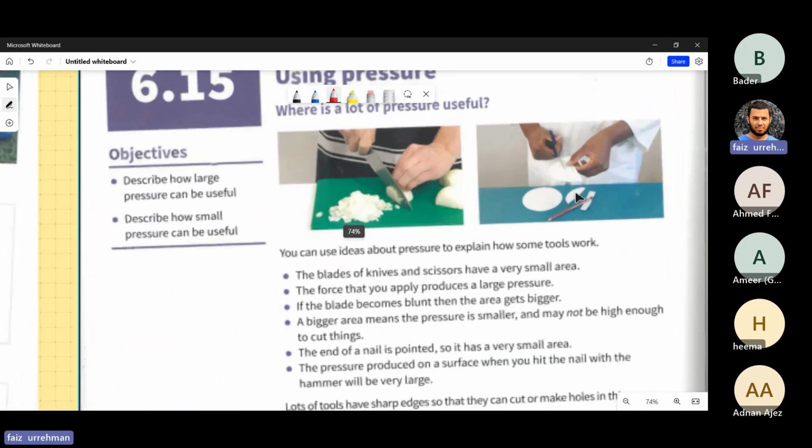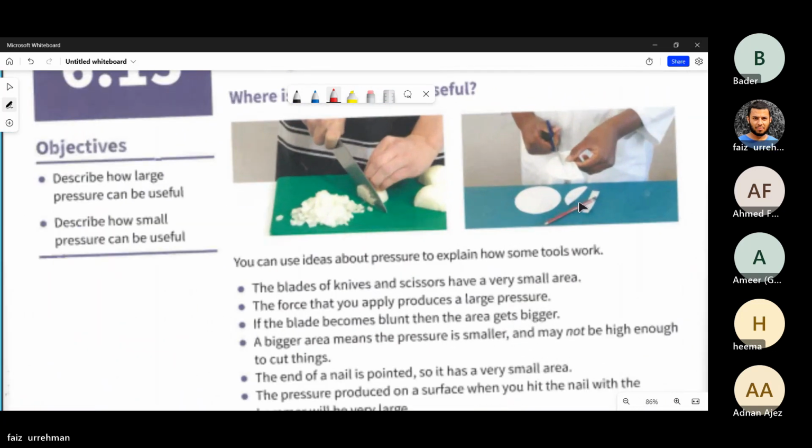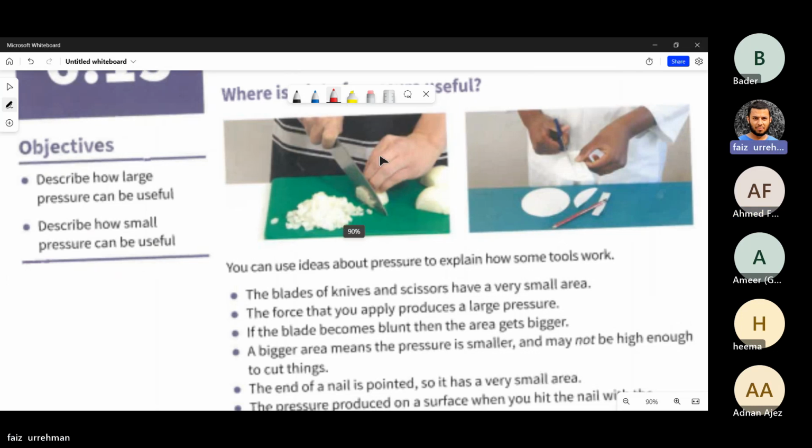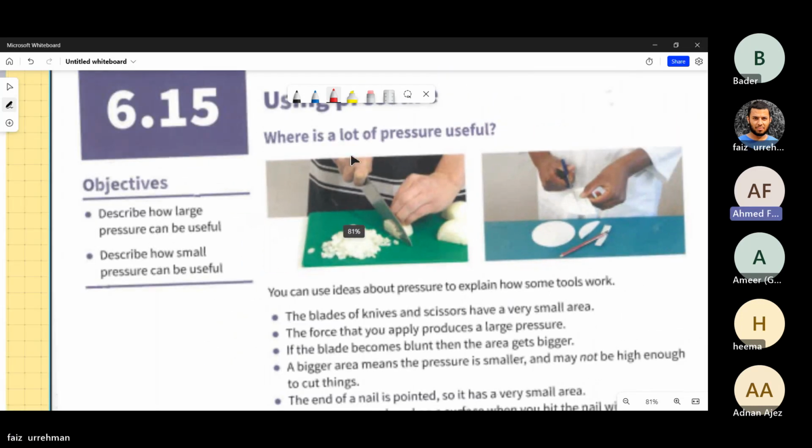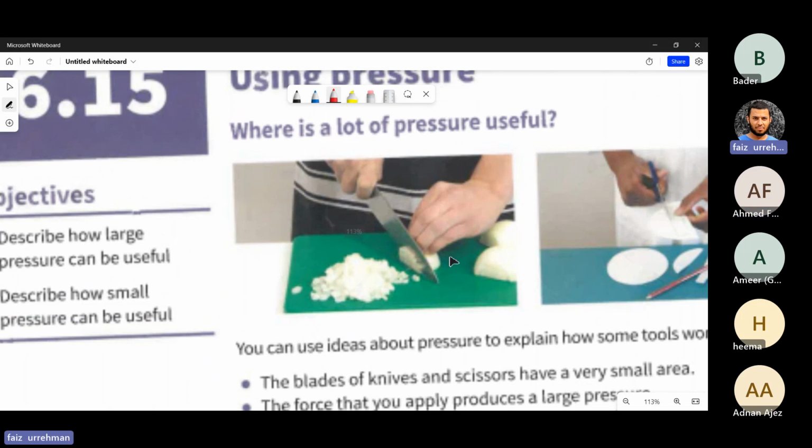So you can see that. There is basal. Yes, basal, yes.